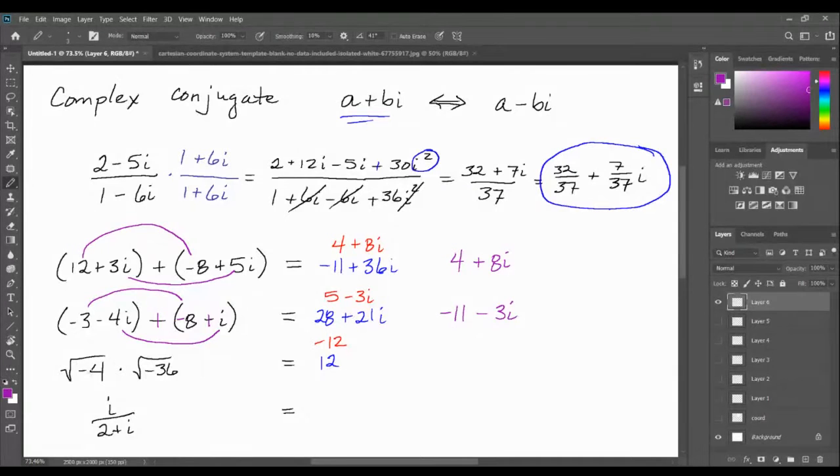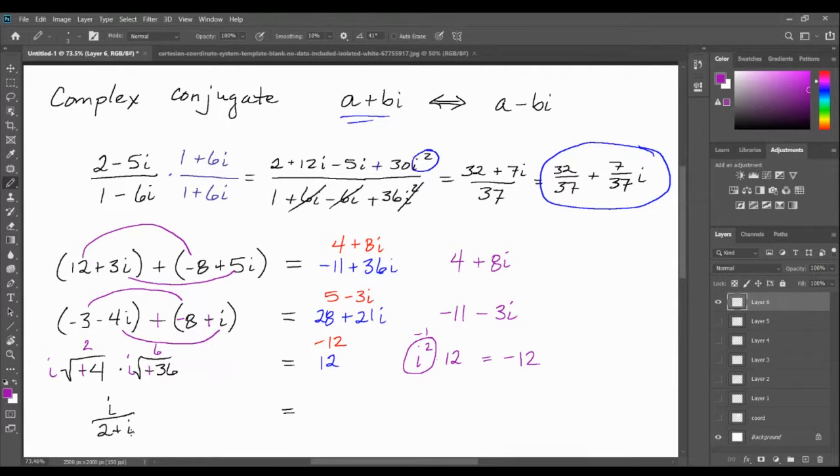So let's look at what we've got here. We needed to take care of the negative first, right? So I'm going to put an i out in front. I times i is i squared. The square root of 4 is 2. Square root of 36 is 6. 2 times 6 is 12. As we said, i squared is negative 1, so I've got negative 1 times 12, that would be negative 12.